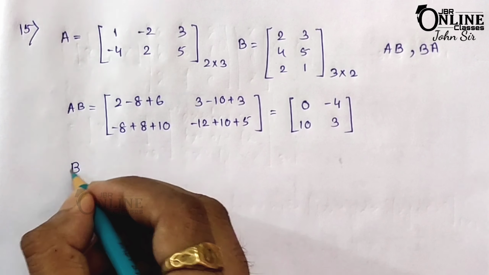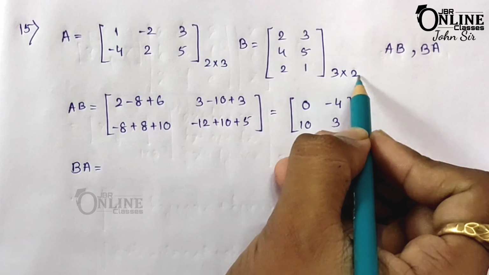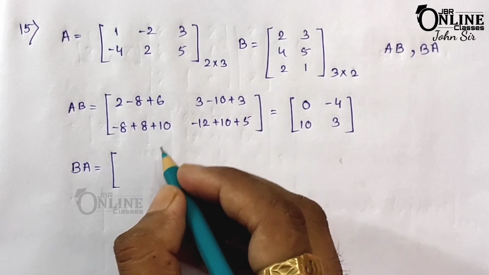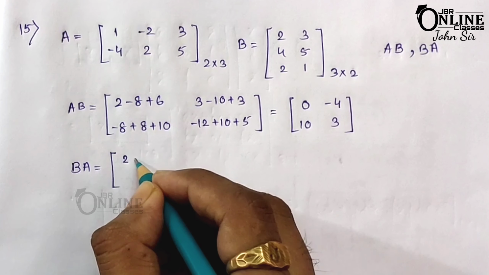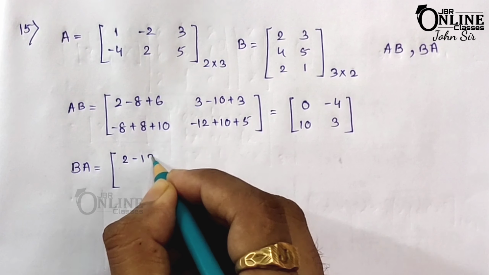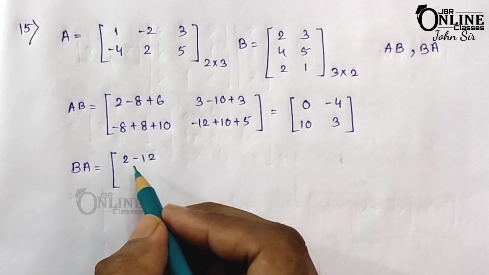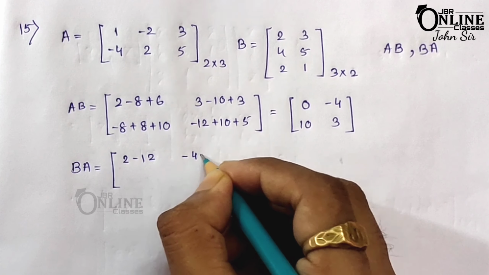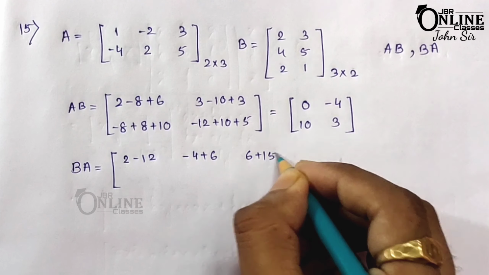Now next thing you have to find out BA also. So BA here number of columns equal to number of rows. So you can easily find out BA also. So in that case it will be here 2 into 1, then plus 3 into minus 4, so minus 12. Next here minus 4 plus 3 into 2 6. And here 2 into 3 6, and 3 into 5 15.